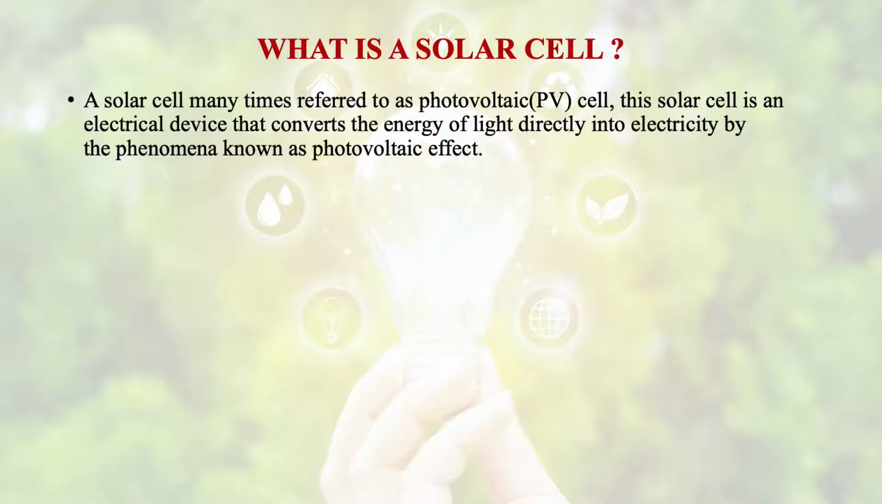So learners, now what is solar cell? You are very much familiar with this word. Sometimes we say solar cell, sometimes we say photovoltaic cell. So solar cell is many times referred to as photovoltaic cell or PV cell. This solar cell is an electrical device that converts the energy of light directly into electricity by a phenomenon known as photovoltaic effect. And what is this photovoltaic effect?